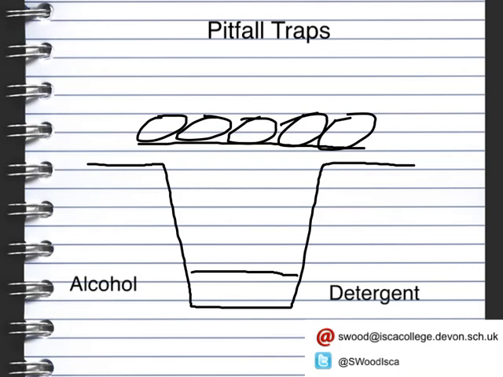Now if you use enough of these, and again put them in the right places and randomly sample, then you can get an indication of relative population sizes of them.